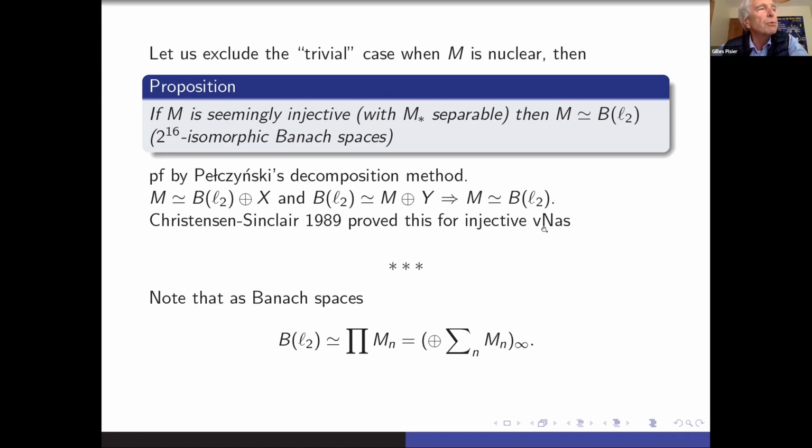So the observation here stated in this proposition is that when M is seemingly injective and separable, separable pre-dual, then it is isomorphic as a Banach space with B of L2. So this is another thing which is a bit surprising if you compare it with what happens with injectivity.